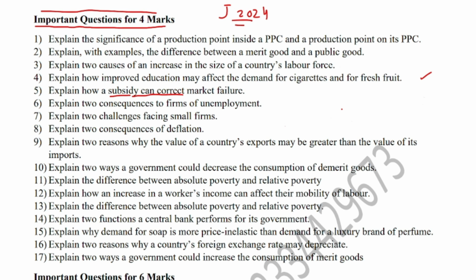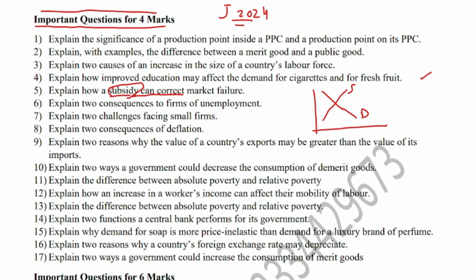So provision of subsidy by the government. Subsidy is the financial help or grant or support provided by the government to the private producer so that they produce more quantity of merit goods. So increase in subsidy will increase the supply of merit goods. So as a result, underproduction and underconsumption of merit goods will be removed.